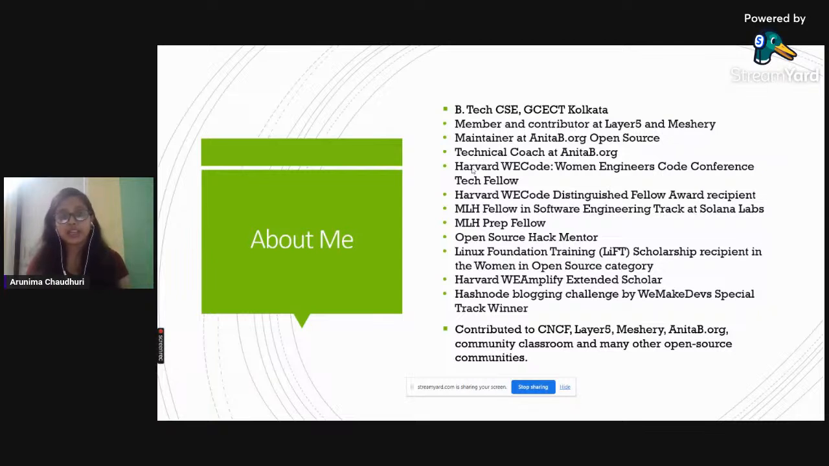Apart from that, I just completed my Harvard VCode Tech Fellowship for the Women Engineers Code Conference that takes place at Harvard every year. As part of the fellowship, I also received the Distinguished Fellow Award there. I was also an MLH fellow in the software engineering track, where I worked with Solana Labs on a blockchain project. Previously, I was a prep fellow there.